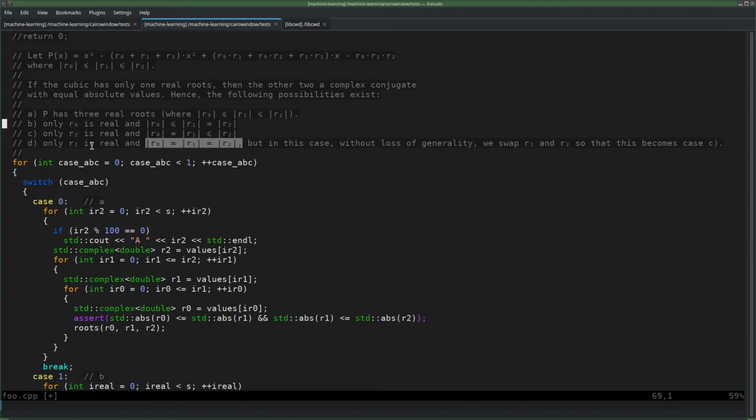Then of course, theoretically, we still have a possibility that R1 is the only one that is real. But the absolute value for R0 and R2 must be equal, therefore then everything must be equal. But I don't want to deal with D, so in that case we just swap R1 and R2, so that we still get the KC in this case. You could also swap R1 and R0 and then you would get that one. But yeah, absolute value, all three equal. It's gonna happen anyway.